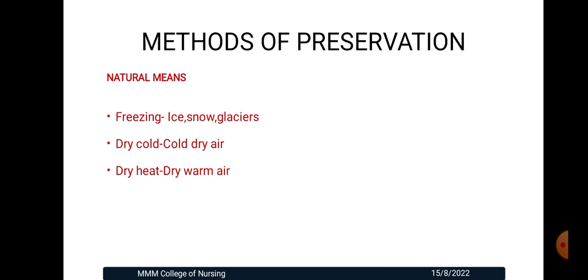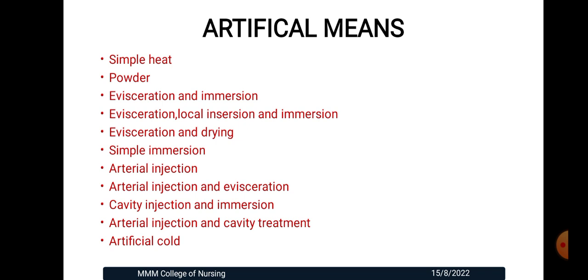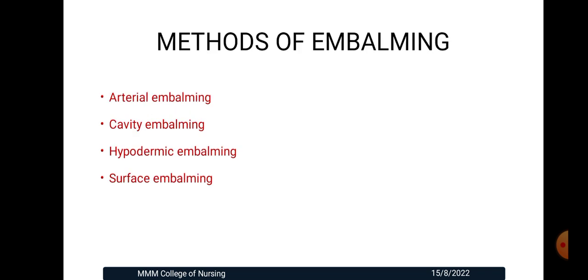Methods of preservation: natural means, freezing, ice, snow, glaciers, dry cold, cold dry air, dry heat, dry warm air. Artificial means: simple heat, powder, evisceration and immersion, local insertion and immersion, evisceration and drying, simple immersion, arterial injection and evisceration, cavity injection and immersion, arterial injection and cavity treatment, artificial cold.